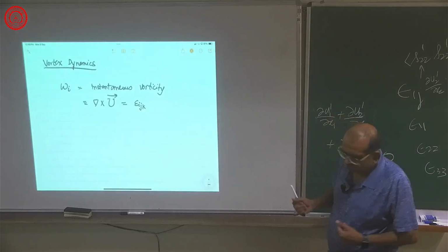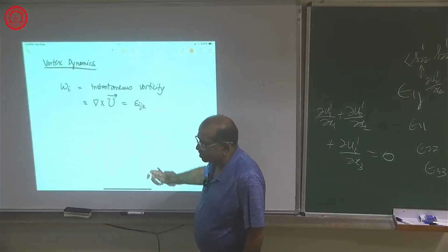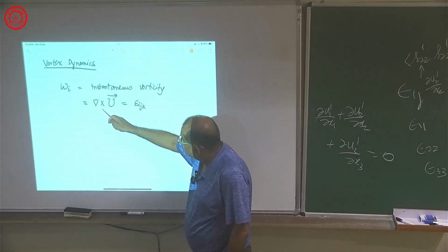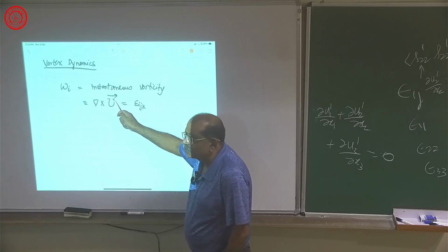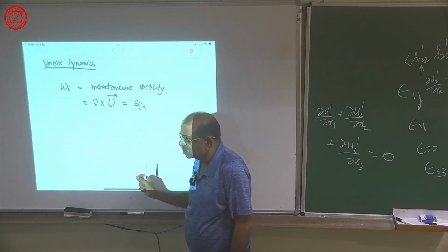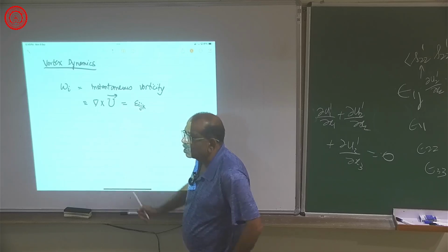Okay. Now how do I write del cross u? Whenever we have a cross product, we put epsilon ijk. The first index is the index of the final vector, which is i. The second index is the index of del. And the third index is the index of the vector. So del means d by dx something. So how am I going to write it? duj by dxk or duk by dxj?